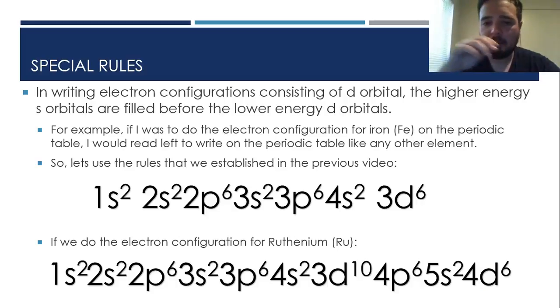So the atomic number of iron should be 26, which means a neutral atom of iron should have 26 electrons, and so on and so forth.